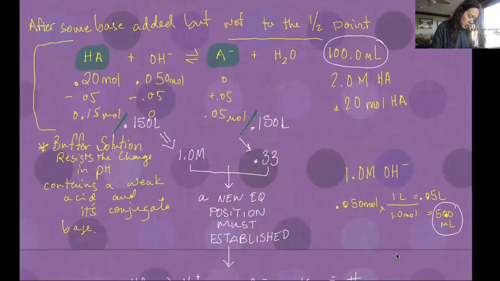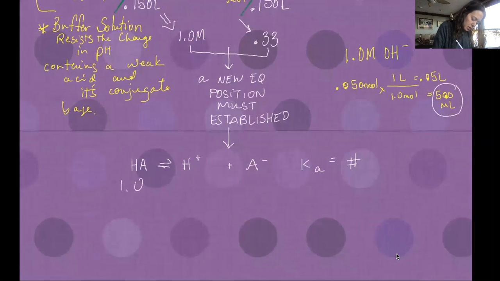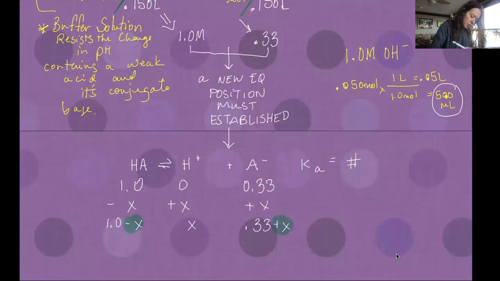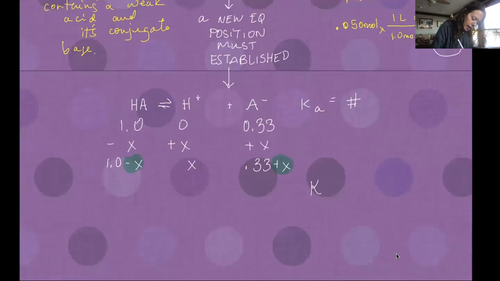Look at your concentrations. We've got 1.0 and 0.33 and 0, minus x, plus x, plus x: 1.0 minus x, x, 0.33 plus x. These x terms will be negligible. Ka will equal 0.33 over 1.0 times x. X will equal H plus.